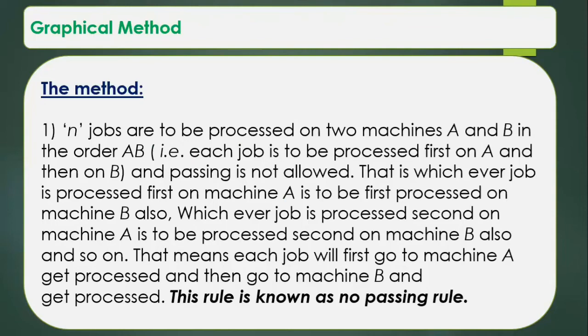That is, whichever job is processed first on machine A is to be processed first on machine B also. Whichever job is processed second on machine A is to be processed second on machine B also, and so on. That means each job will first go to machine A, get processed, and then go to machine B and get processed. This rule is known as the no passing rule, meaning your job must be processed first on machine A and then on machine B, especially if our order is AB.